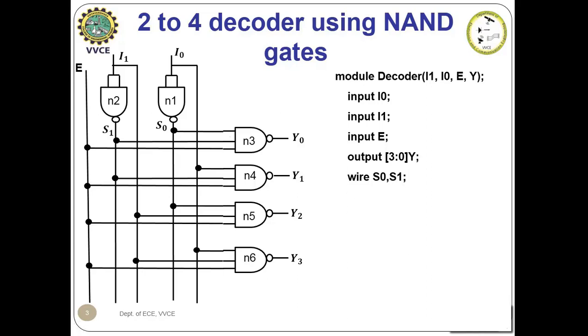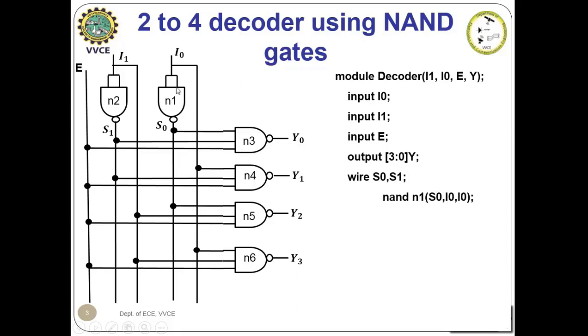Now I'll be writing the structural code for this. So I'll be using NAND gate. NAND is a keyword for invoking a NAND gate. N1 is the name given to that NAND gate. Whenever we are using an inbuilt gate, output will be defined first and inputs will be defined afterwards. So I need to map the output of N1 here.